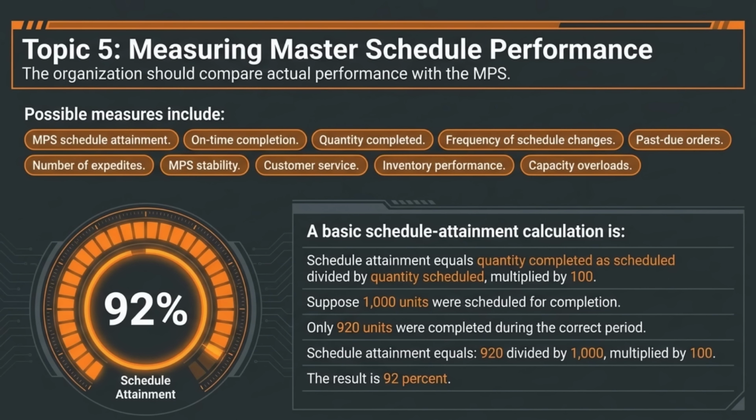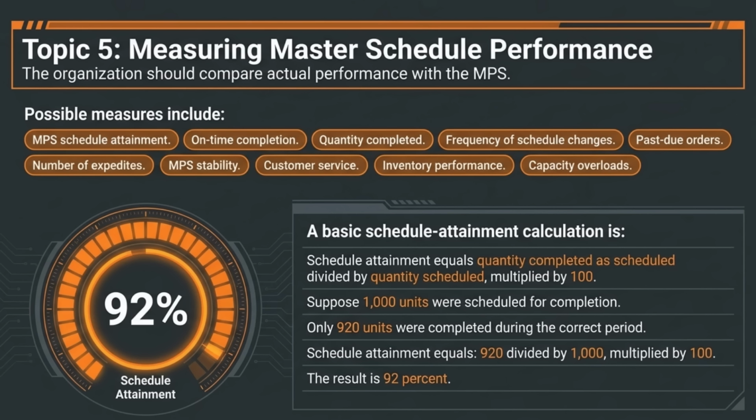Topic 5. Measuring master schedule performance. The organization should compare actual performance with the MPS. Possible measures include MPS schedule attainment, on-time completion, quantity completed, frequency of schedule changes, past due orders, number of expedites, MPS stability, customer service, inventory performance, capacity overloads.